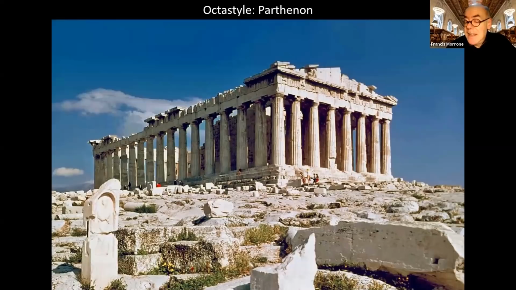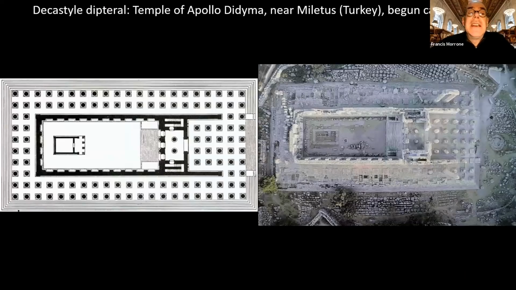The Parthenon is, as I said before, octastyle. And here is an example, plan, and the foundation of a decastyle, 10 columns across the front, decastyle dipteral. In other words, this was the real column lovers temple, the temple of Apollo Didyma near Miletus in present-day Turkey.